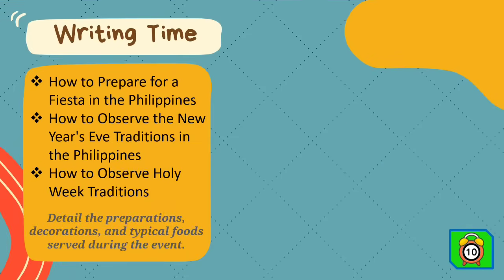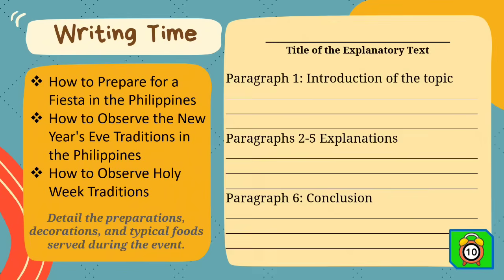Now that you have the idea of how explanatory texts are written, you will now try to do it on your own. Choose just one from the topics and follow the format. Just like the examples given to you: My Christmas Story, How to Plant Tomatoes, and How to Make Paper Airplane. You are going to choose a topic and detail the preparations, decorations, and typical foods served during the event. Just choose one topic and it will be alright. Do it on your own.